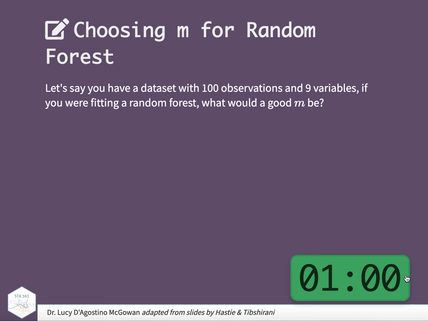So just to make sure that we're staying afloat with all of this, let's say you have 100 observations and 9 variables. If you were fitting a random forest, what would a good M be for that, given the rule of thumb that we just talked about? I'll give you a second to flip back through the slides to determine that, and then we'll talk about the answer.